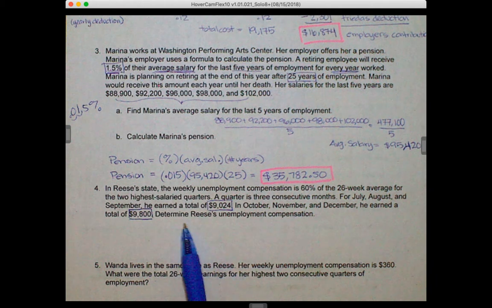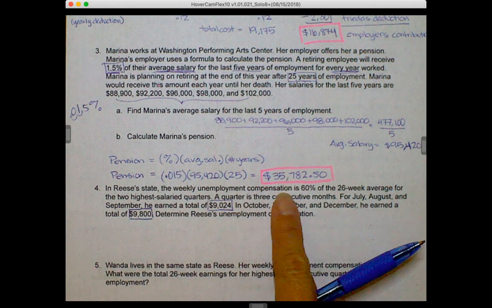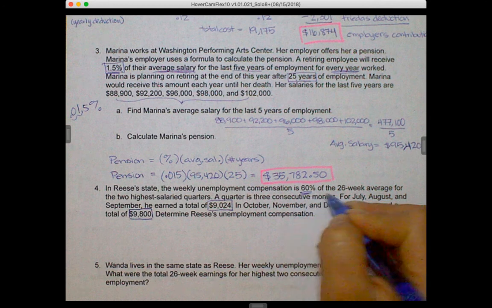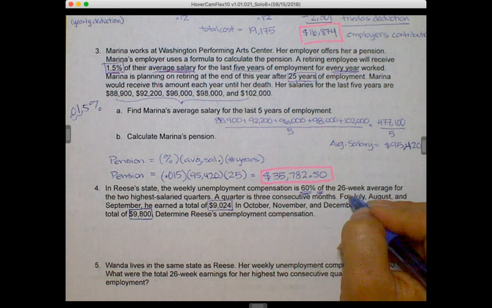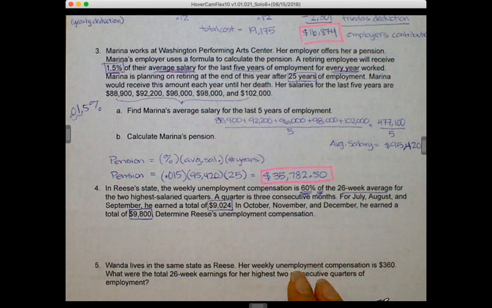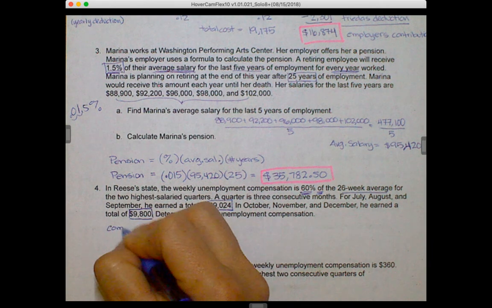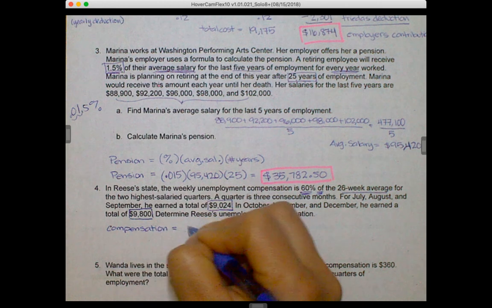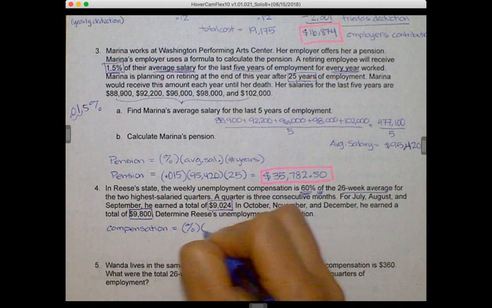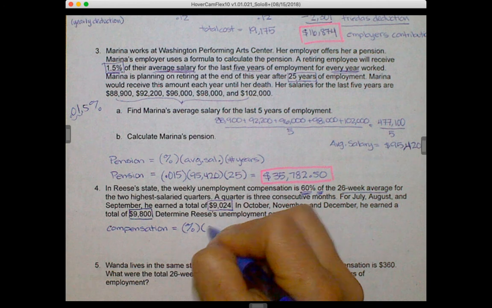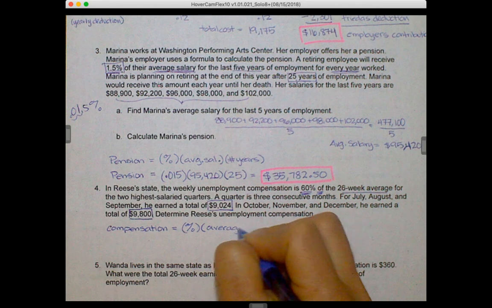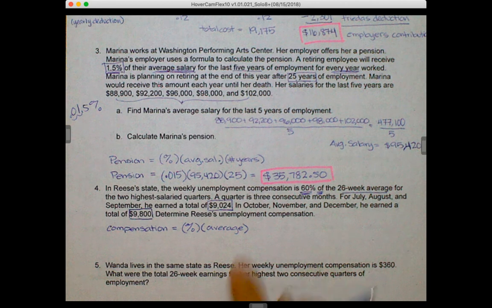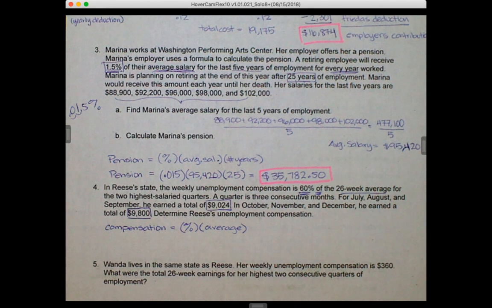All right, so it says determine Reese's unemployment compensation. So they told me that the compensation is 60% of, which means multiply, the 26-week average. Okay, so his compensation is going to equal the percentage times the average. Okay, now they use a 26-week average. Okay, so here's how we're going to find that.